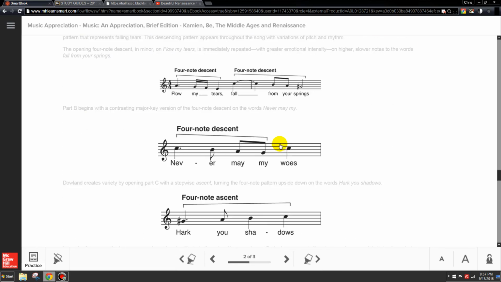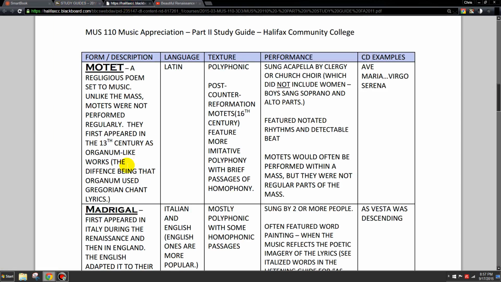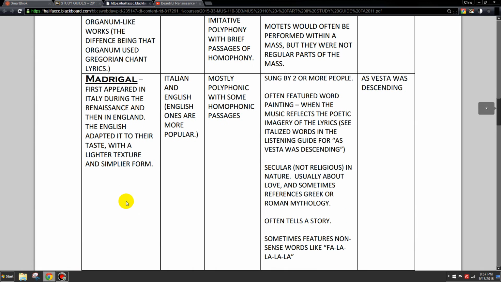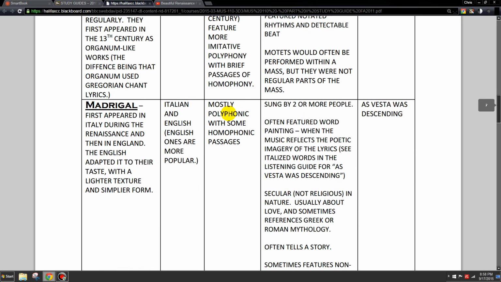So anyway, moving on, let's look at what a madrigal is. Madrigals first appeared in Italy during the Renaissance and then later in England. So the two languages you can expect to see them in are Italian and English. The English ones are definitely the more popular ones. And you will see that they are mostly polyphonic with some homophonic passages, so they're kind of like motets in that respect.